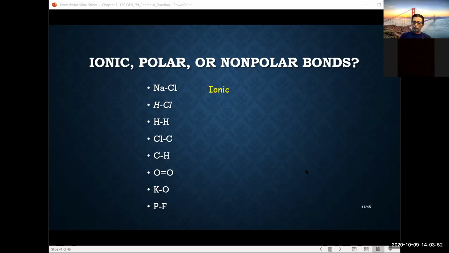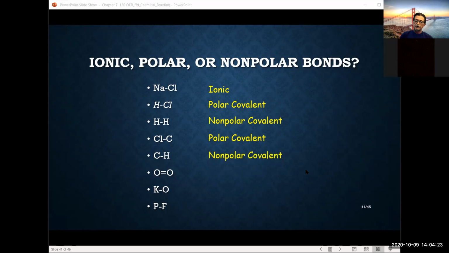HCl, definitely a polar bond, two different elements. So we have a polar covalent bond. H and H, it's a covalent bond, but they're both the same, so it's a non-polar covalent bond. Chloride and the carbon, definitely a covalent bond, and it's polar. Two dissimilar atoms, okay? Carbon and hydrogen, covalent bond, but the electronegativity between the two is the same, so it is classified as a non-polar covalent bond.